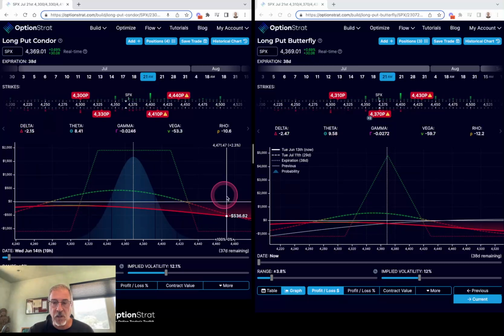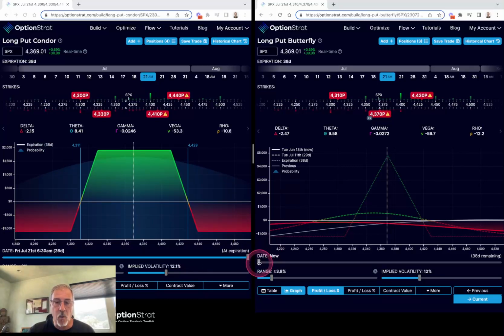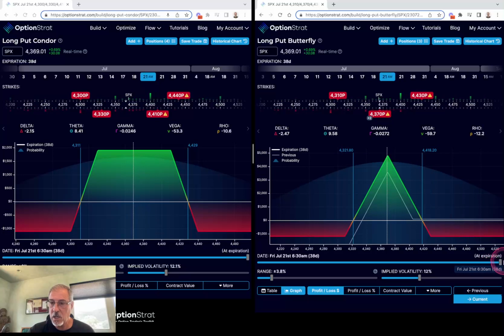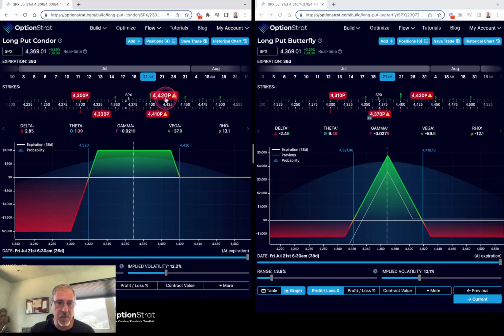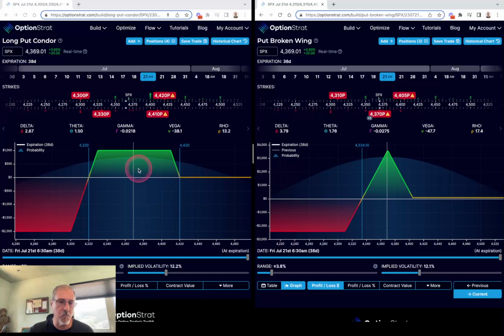So I know I tossed a lot at you there, but the main takeaway for me in looking at these two different structures is how wide of a range do I want to allow for my position? And again, if I have an opinion that the market is in a pretty bullish mode right now, and I don't want to be encumbered or lose money if the market continues ripping up, then this is the structure that I want to be in. Again, if I have that bullish opinion, we're back to positive delta there.